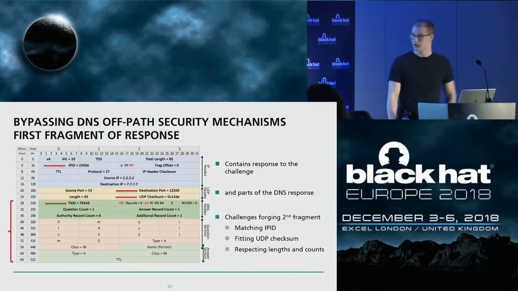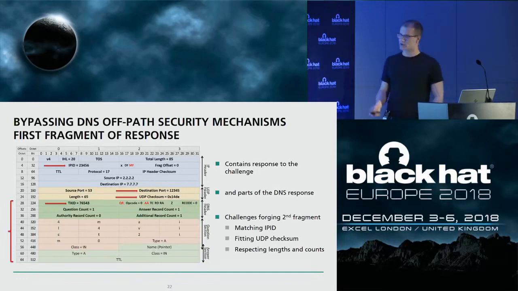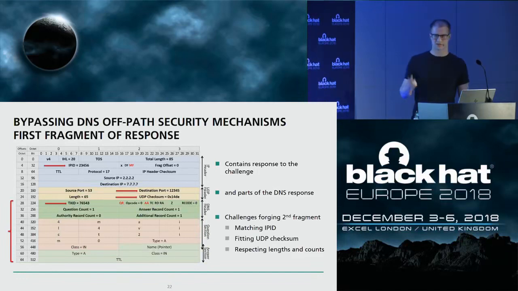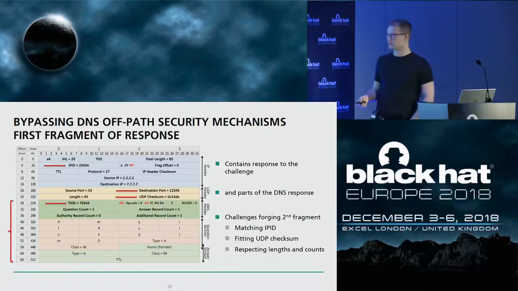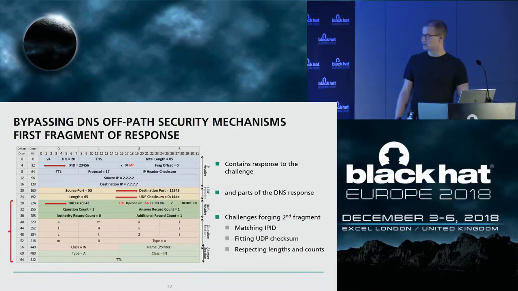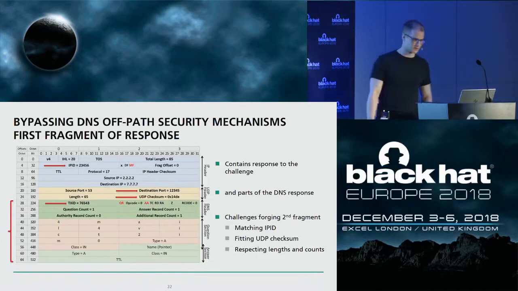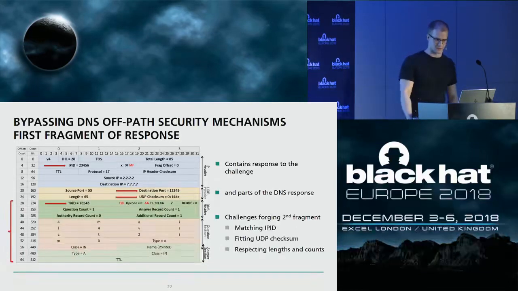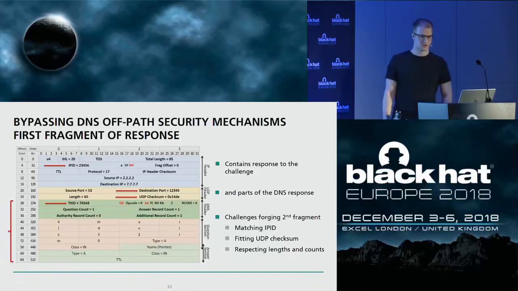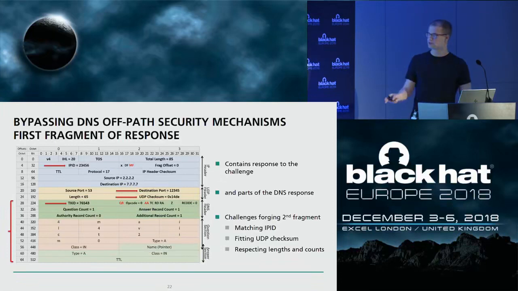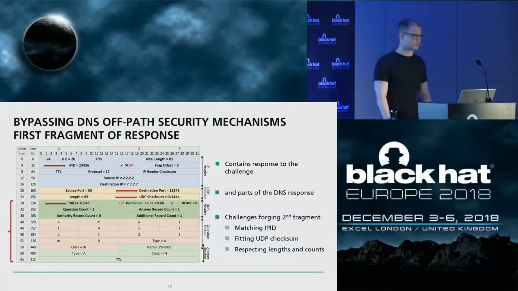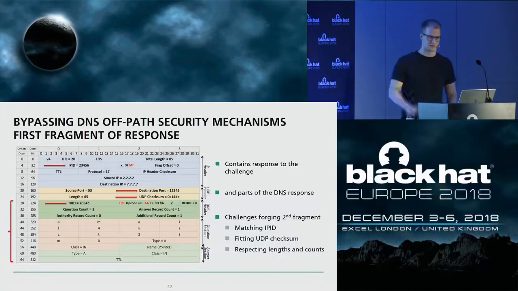Also, notice we have to match the IP ID. IP ID basically identifies multiple fragments belonging to one packet, and the UDP checksum, which has to match. Also notice there are several counts, for example, question count, answer record count, additional record count, as well as lengths, which are encoded in this packet. And since this is the packet which will come from the name server of the target domain and the true packet, which we cannot spoof, we do not have control over these and have to respect them.